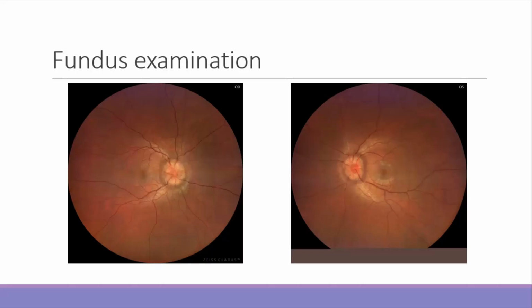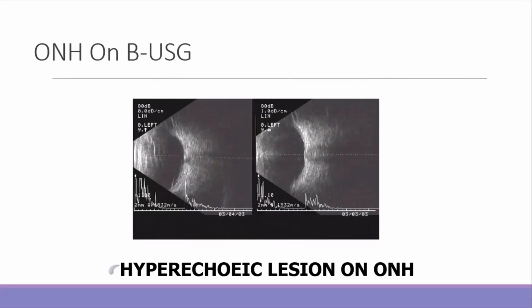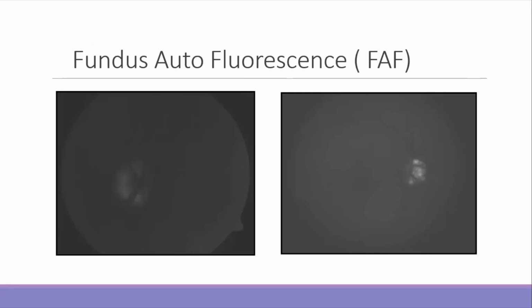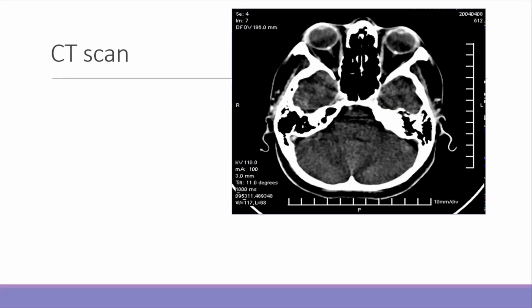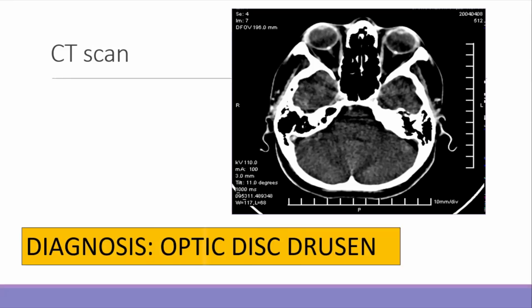There were no hemorrhages. There was no dilated tortuosity. There was no hyperemia, right? So on further investigations, there was a hypoechoic lesion on the optic nerve head, which persisted in low gain. There was also fundus autofluorescence, and the CT scan showed bright objects at the optic disc. What is your diagnosis? Optic disc drusen.